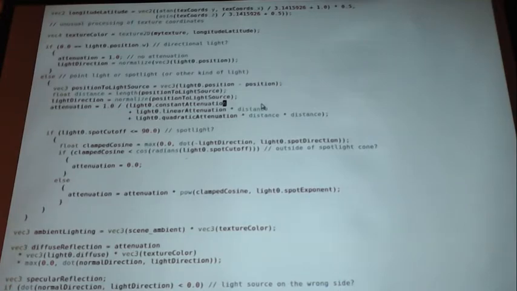So we've got this thing, distance here, d. And we've got d and a d squared term, and we've got some addition going on right here. So we've got the constant attenuation plus the linear attenuation times d, and then the quadratic attenuation times d squared. And so we take 1.0 over that whole thing there, and that's our attenuation.